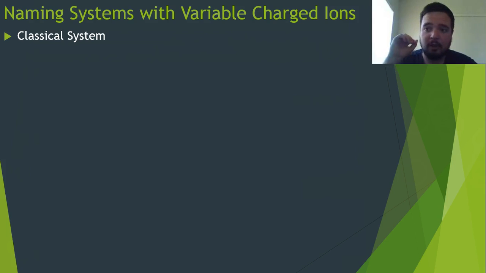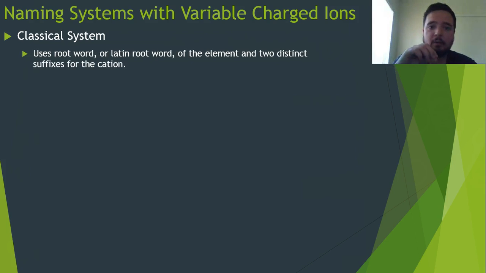The classical system is classical because it utilizes the Latin root, or the root word of the element, with two distinct suffixes for the cation. So it uses a lot more suffixes and more Latin roots that you may not even be familiar with, but it's something you need to know, because if you go to read a chemical bottle and it has the classical system on it, you need to know what you're working with.